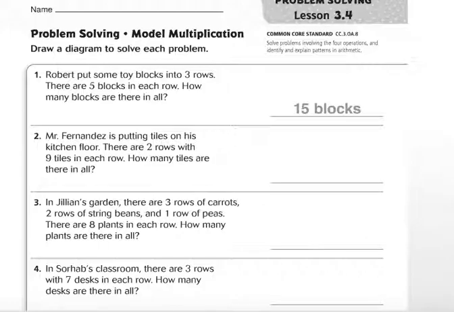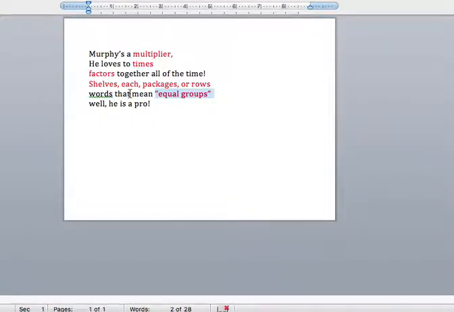So let me see if I have it down here. It's pretty simple. Here it is. Murphy the Multiplier. Murphy's a multiplier. He loves to times. Factors together all of the time. Shelves, each, packages, or rows. Words that mean equal groups. Well, he is a pro.